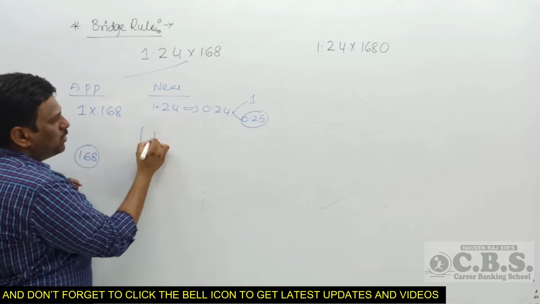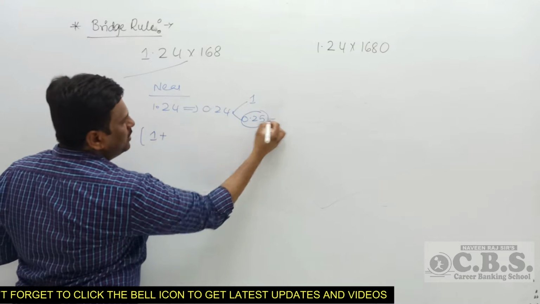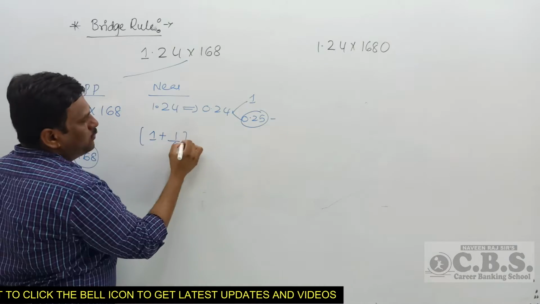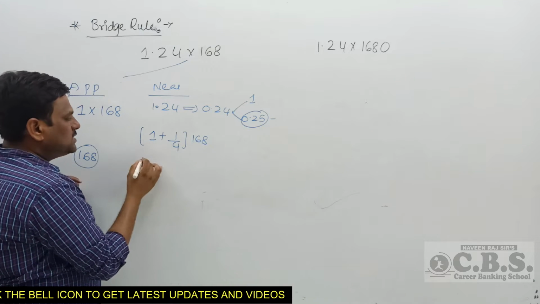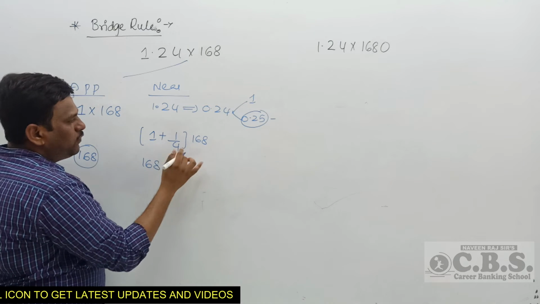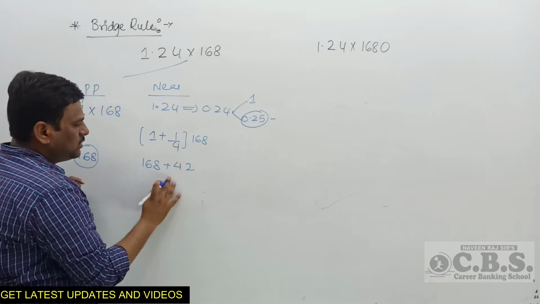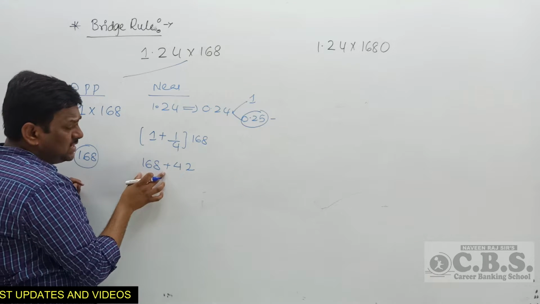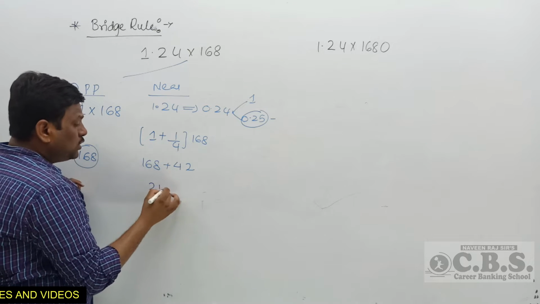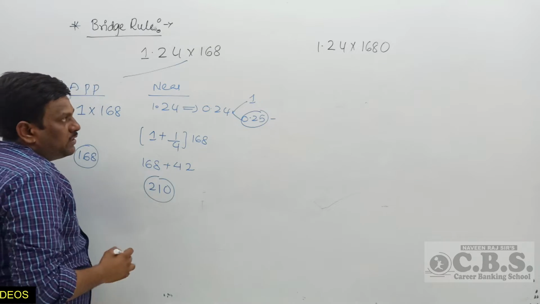So 1.25 is nothing but 1 and 1 by 4. So 1 by 4 into 168. 1 into 168 is 168. When I do 4 fours are 16, 4 twos are 8. So 160 plus 40, 200. It's nothing but 210.